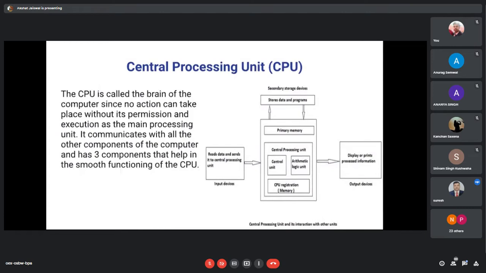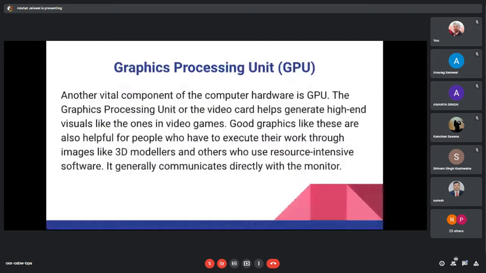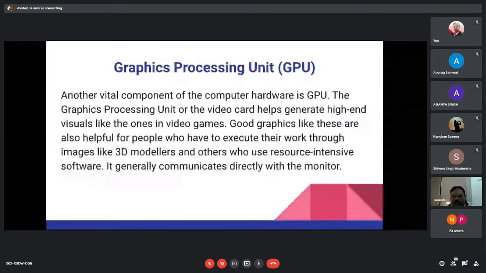GPU. Another vital component of hardware is the GPU. The graphics processing unit or the video card helps generate high-end visuals like the ones in video games. Good graphics like these are also helpful for people who have to execute their work through images, like 3D modelers and others who use resource-intensive software, generally communicating directly with the monitor.